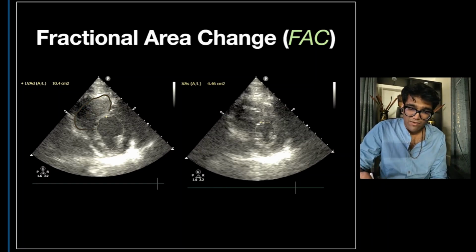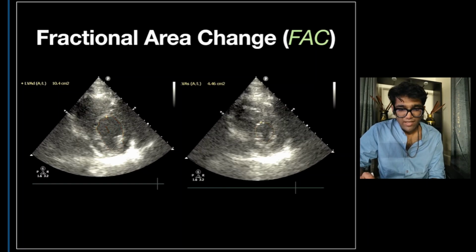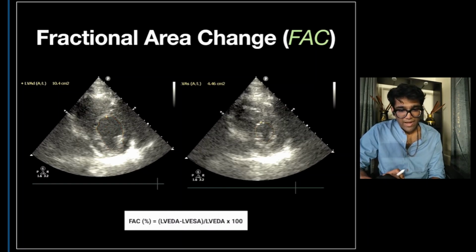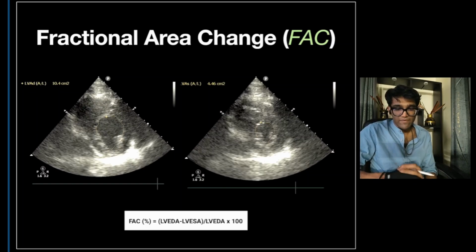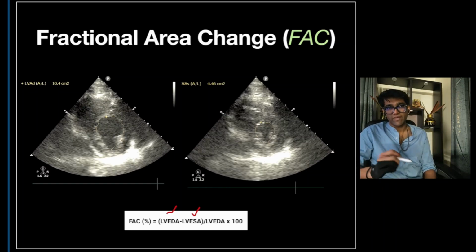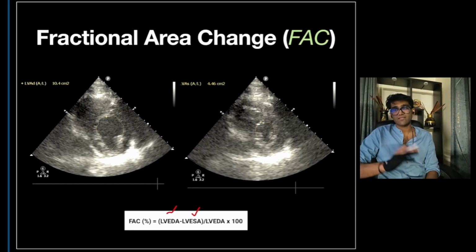What is happening is during diastole there is a very large area, and during systole there is a shortened area. So you measure this area through planimetry. The LV end diastolic area minus the LV end systolic area, divided by the LV end diastolic area, gives you the percentage change in area between diastole and systole.